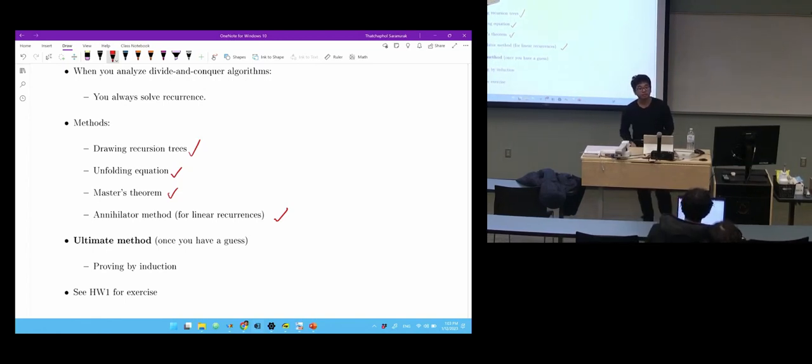On the homework, 1A specifically, it was easily solvable by the master theorem. Do we need to prove it by induction as well, or is the master theorem enough? You can use the master theorem. That's fine.